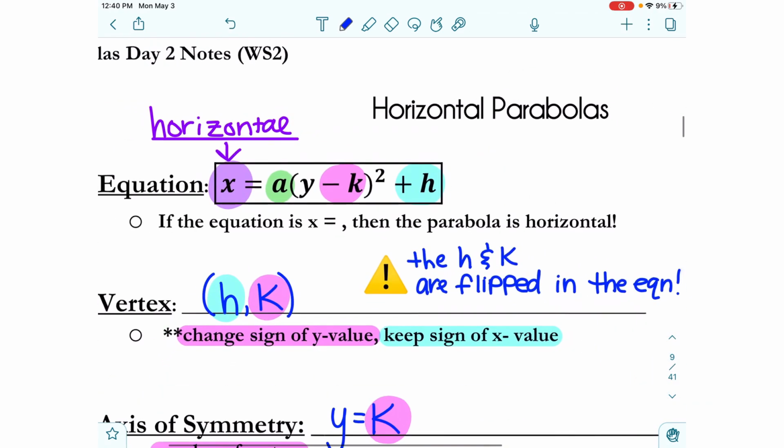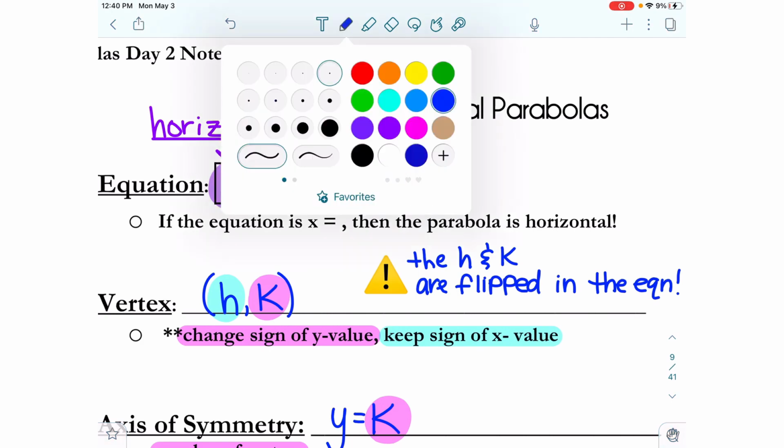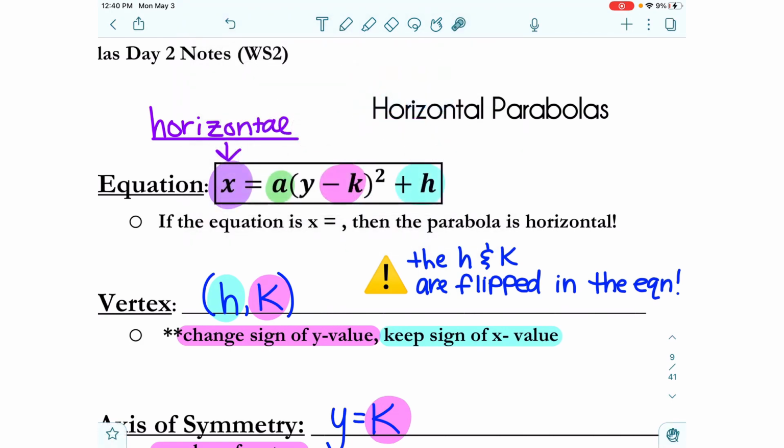Now, we find everything pretty much the same way as a vertical parabola, but everything's kind of flipped around. So, for example, when I do my vertex, it's still h comma k.